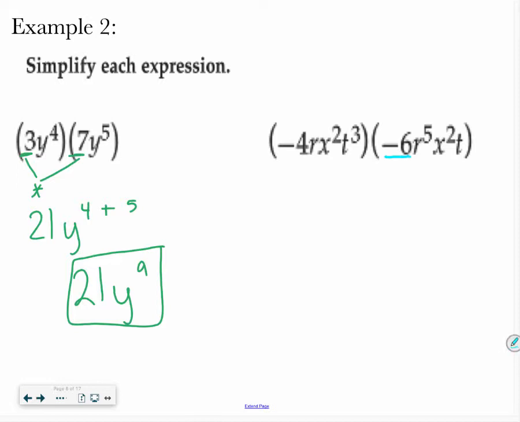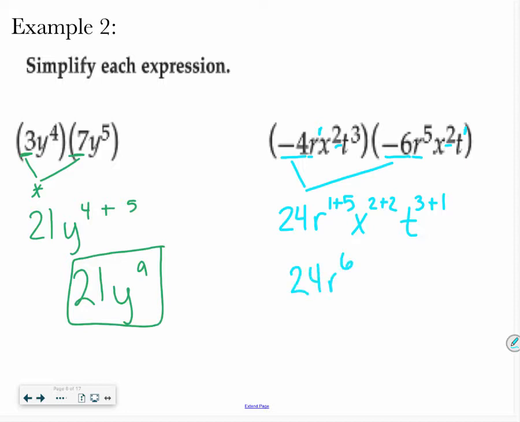The next one, I take my numbers again. I have a negative 4 times the negative 6. That gives me a positive 24. I have r and r to the 5th. Remember, whenever you have a variable and it's just r or x or y and there's no number, that's always to the 1st power. So I have r to the 1st plus that 5. I have x to the 2nd plus that 2nd. And then I have t to the 3rd plus, remember there's a 1 here, and that's not a 0. So I have 24 r to the 6th, x to the 4th, and t to the 4th.